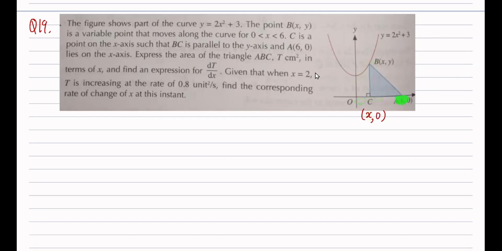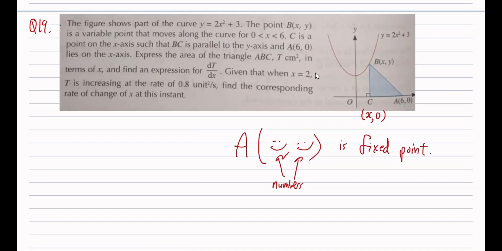How about point A? Let's read the question: A6 comma 0 lies on the x-axis. Whenever they introduce it like this, A, then open bracket, number, comma, number, it means that it's a fixed point. Fixed means not variable. It means it's fixed there. It doesn't move. Stays there forever. The B and C can change, but the A will remain.